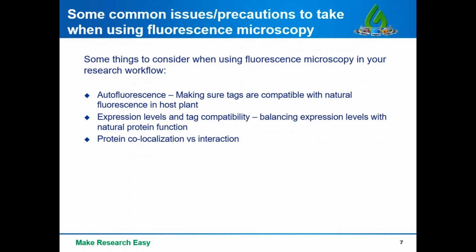So some things to consider when using fluorescence microscopy in your research workflow. One of the main issues with plant cells, and in my case I was using leaf cells in particular, was the autofluorescence seen with these cells. And so you want to make sure that your tags are compatible with the natural fluorescence seen in your host plant. Furthermore, expression levels and tag compatibility: you need to actually be able to balance your expression levels with the natural protein function so that one is not overriding the other. And I'll explain what I mean by that in the upcoming slides. And lastly, you'll want to look at protein co-localization versus interaction, and there's different techniques for each goal that you're trying to achieve.